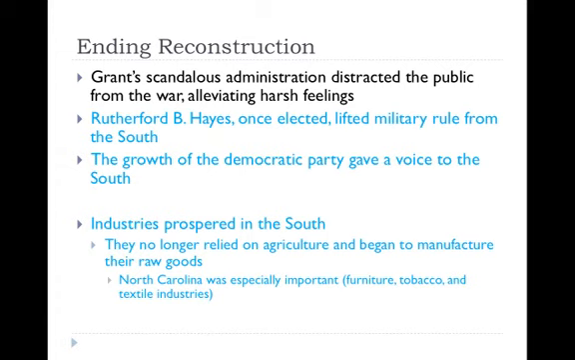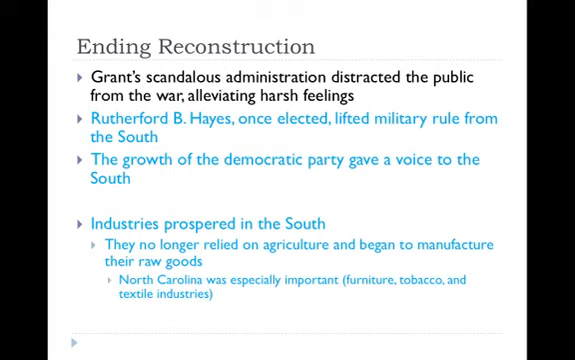The end of Reconstruction was brought about by a disinterest in the Civil War, and also the South regaining some of its voice. Ulysses S. Grant as president was very scandalous. He put a lot of people in office just because they did him favors, and that scandal distracted the public from the war and also alleviated some harsh feelings between the North and the South.